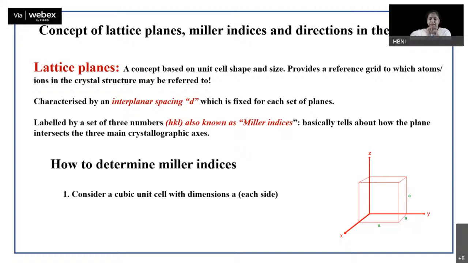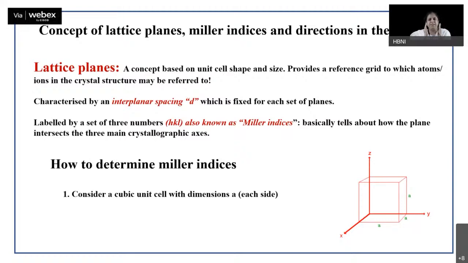So it is only for our understanding that the concept of lattice planes has been introduced, based on the unit cell shape and its size. It tells you the number of atoms that are arranged on this particular plane, on the 100 or 110 or 111 lattice plane. It provides a reference grid to which you can refer the atoms or the ions in a particular unit cell.